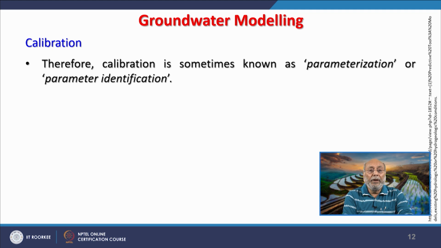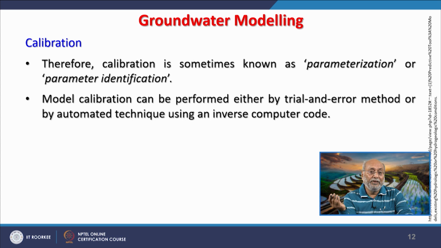parameterization or parameter identification, that means which parameters, like which aquifer characteristics, are influencing more, which boundary condition is having more influence, and the initial condition is another thing. So, these parameters will get established through this, that these are the key parameters for a particular area, for a particular site, that these are having more control over output.